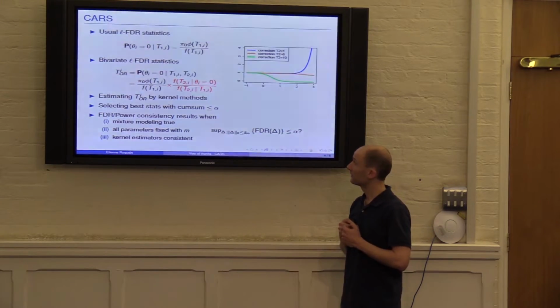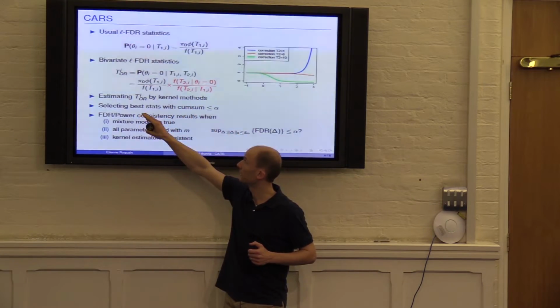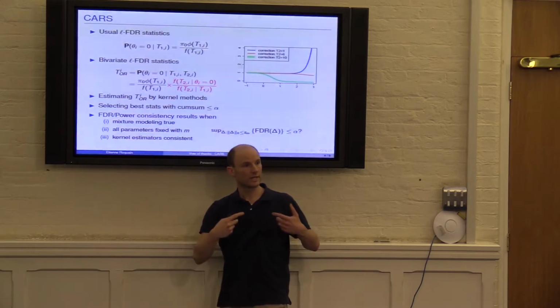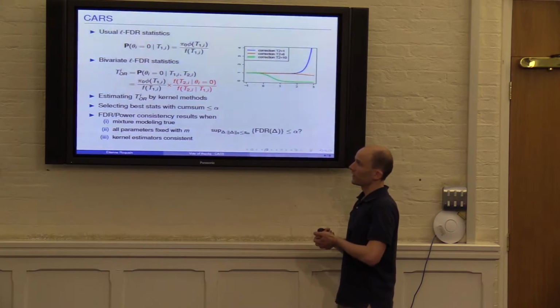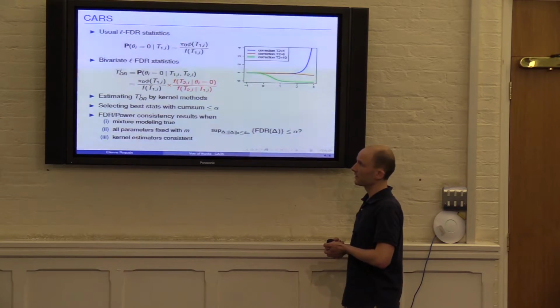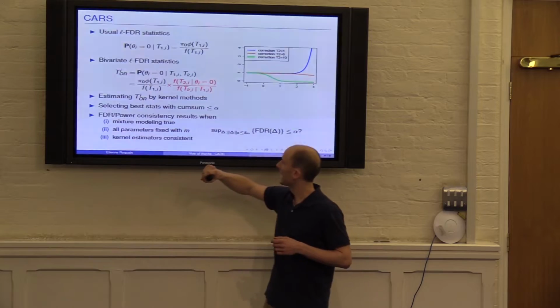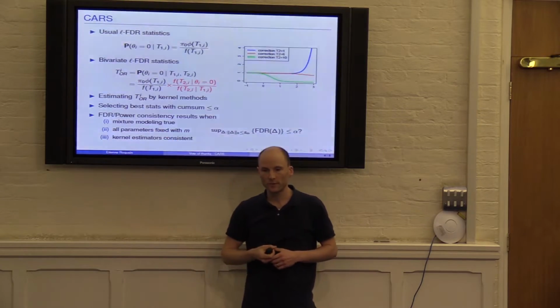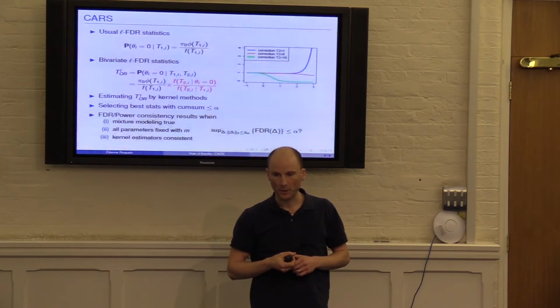So what does CARS do afterwards? So this is the Oracle, and what does CARS do afterwards? They just estimate this Oracle rule with kernel density estimators. The selection rule is the best statistics with cumulative sum smaller than alpha, as usual. And what is proved in the paper are the FDR and power consistency results. Okay?